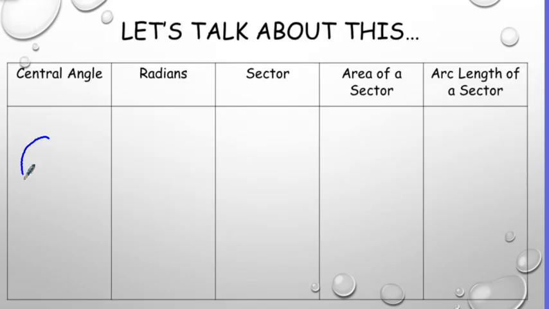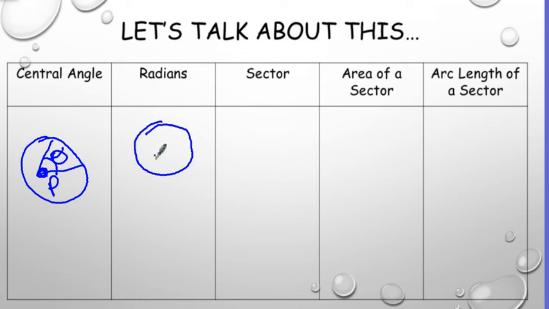Here, a central angle is nothing more than the angle in the center of the circle P. That would be the central angle there, and I'm going to represent it by theta. Radians is nothing more than how many times the radius would fit around the circle. So if I was to go here, I would want to find out how many times this piece would go around the circle. That's called a radian. Okay?